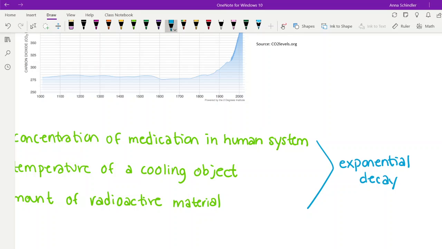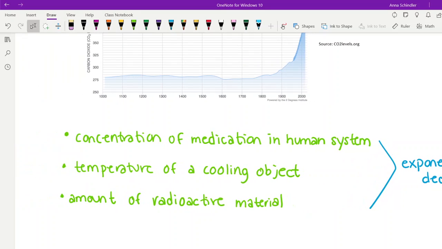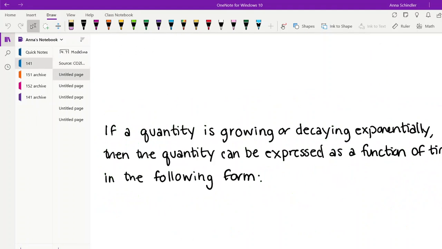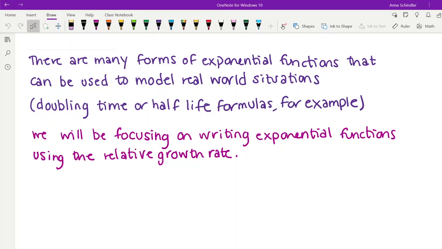Okay, so this has all just been kind of setting the scene. Now we're going to get into a special formula that we're going to use to represent different examples of exponential growth and exponential decay. As I wrote down here, there are many different ways that you can use exponential functions to model real-world situations. This is what I was getting at in the beginning of the video. If you look in the book, you'll see that there are special formulas for what's called doubling time or half-life. So that's one approach to modeling things with exponential formulas.